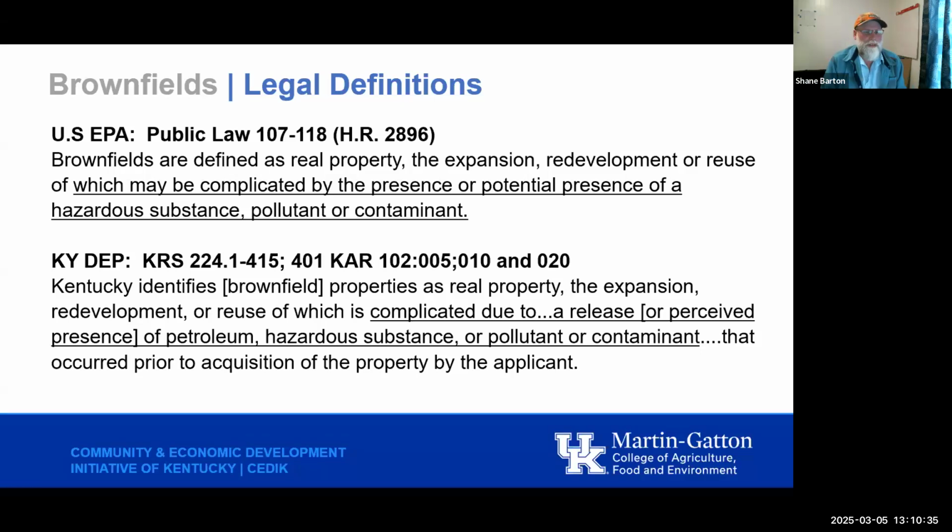The Kentucky statute adds a couple other qualifying things, a little bit longer definition, but also includes this part that I have underlined, that speaks to the complicated redevelopment because of release or perceived release of petroleum, hazardous substance, or pollutant or contaminant that occurred prior to acquisition. So again, not all vacant buildings are brownfield buildings. And for that vacant building to be considered a brownfield, it needs to meet this definition, which is essentially that the redevelopment of that site is complicated by the real or perceived presence of a contaminant or pollutant.